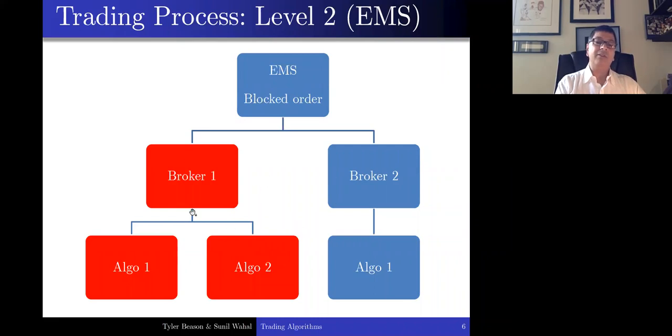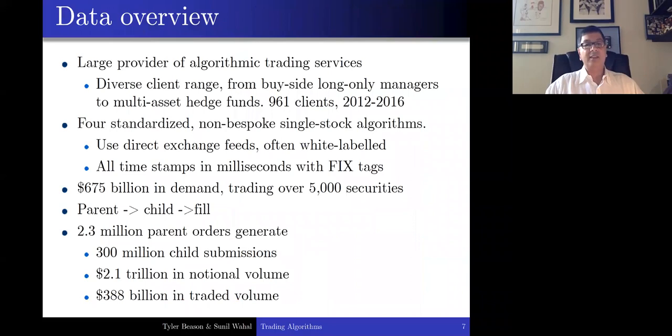And this red is sort of the data that we will work with and see. So our data come from a large provider of algorithmic trading services. This is a global firm, a very well-known firm. It's a very diverse client range, everything from standard buy-side, long-only managers to multi-asset hedge funds, the clients that use the algos that we are going to describe and analyze.